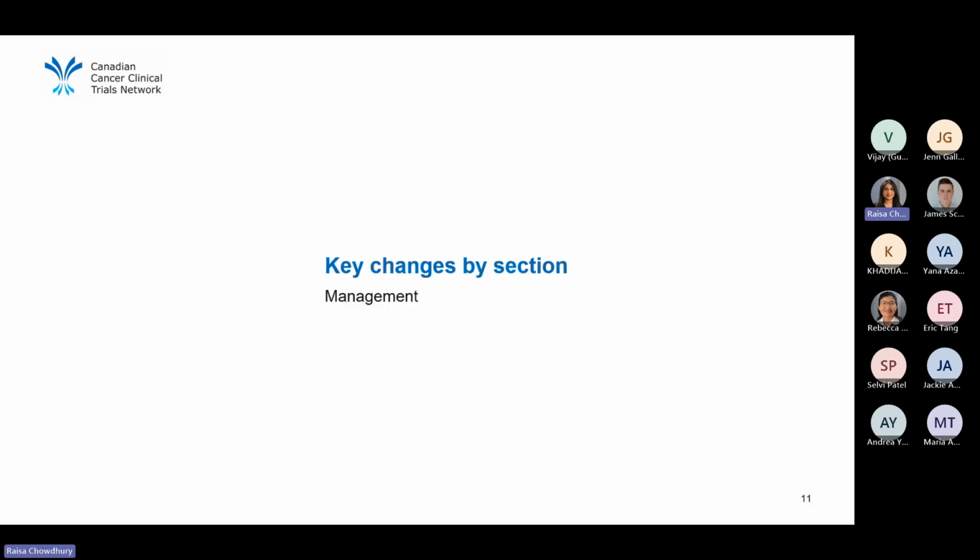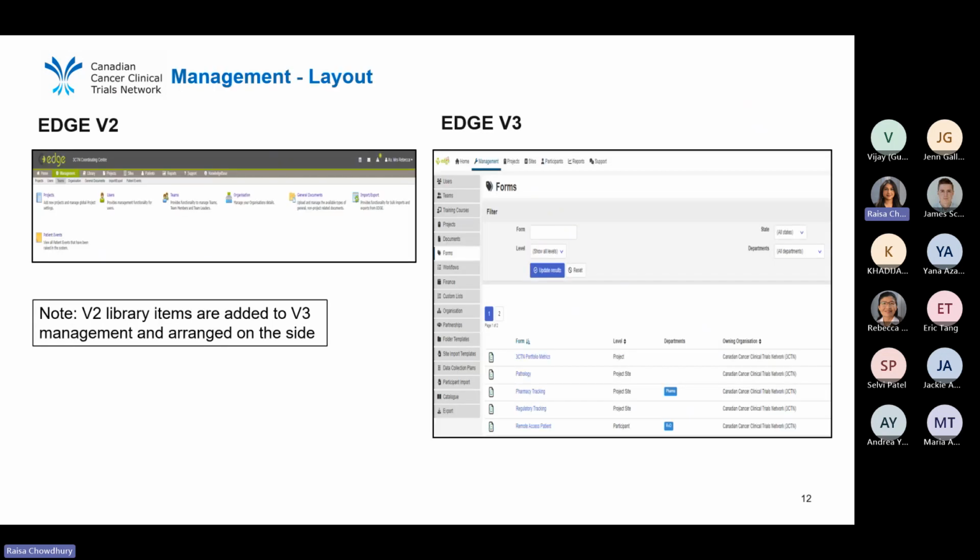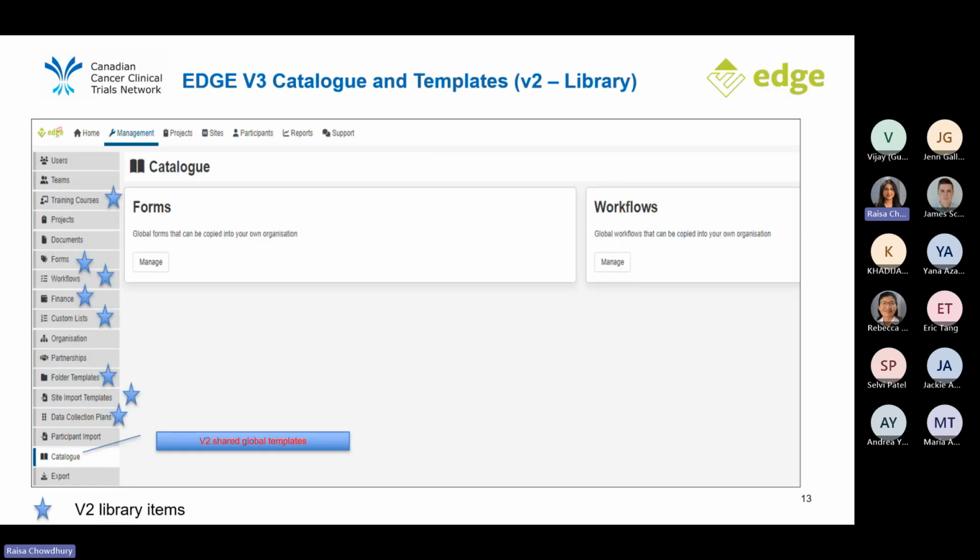So to move on to management, there are a few changes here. Number one, the library tab that we were often referring to is no longer present in Edge v3. That doesn't mean it doesn't exist anymore. It's just been merged. A lot of your v2 library items have been added to version 3. They're arranged on the side, which I can show in the next slide here.